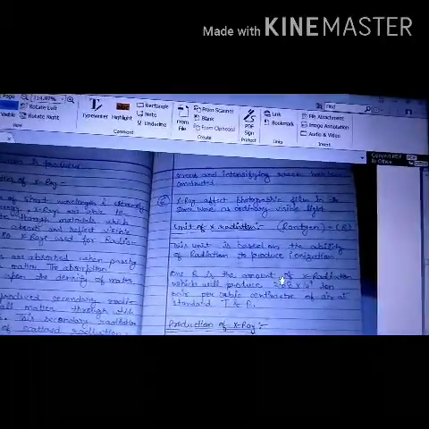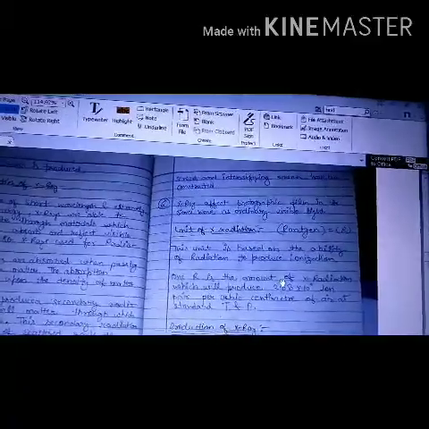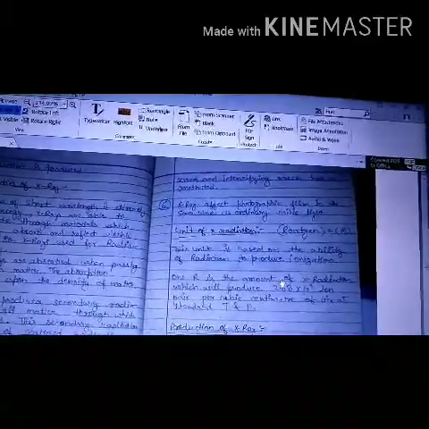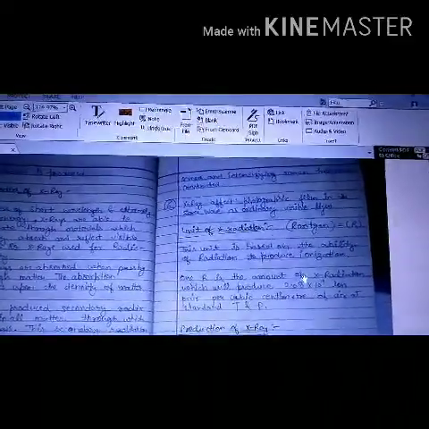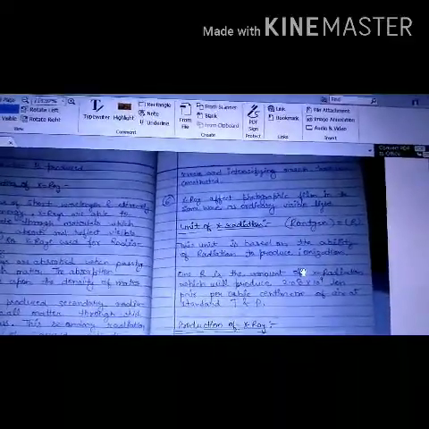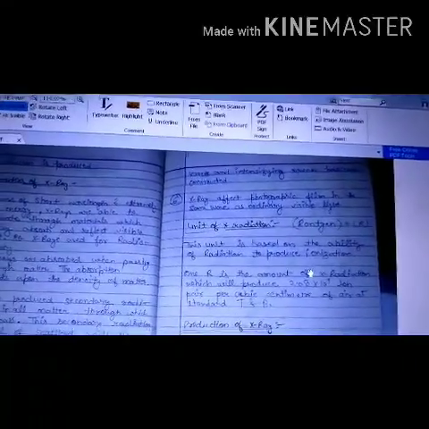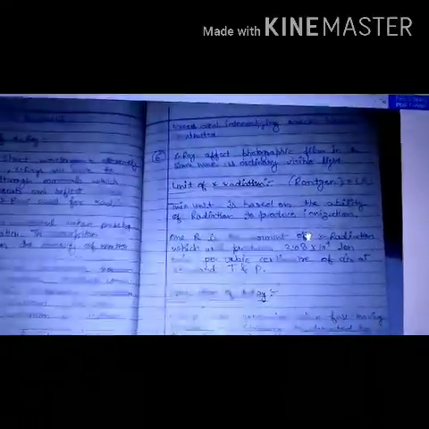So if our X-ray is passed through a particular material, it should produce 2.08 into 10 to the power 9 ions per cubic centimeter, but it should be at standard temperature and pressure.